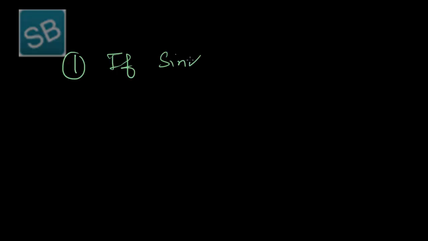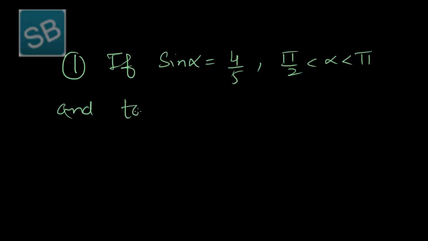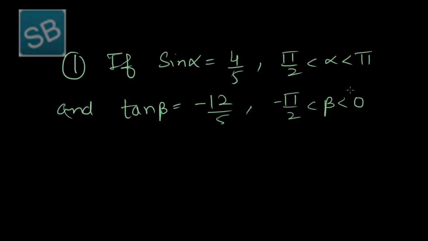If sin alpha is equal to 4 by 5 and alpha is lying in the second quadrant, that is pi by 2 to pi, and tan beta is equal to minus 12 over 5, that is minus pi by 2 less than beta less than 0, that is in the fourth quadrant. Now you will think, how can we say that? As 0 to pi by 2 is lying in the first quadrant, by taking the mirror image of 0 to pi by 2, we get the fourth quadrant. So it's lying in the fourth quadrant.